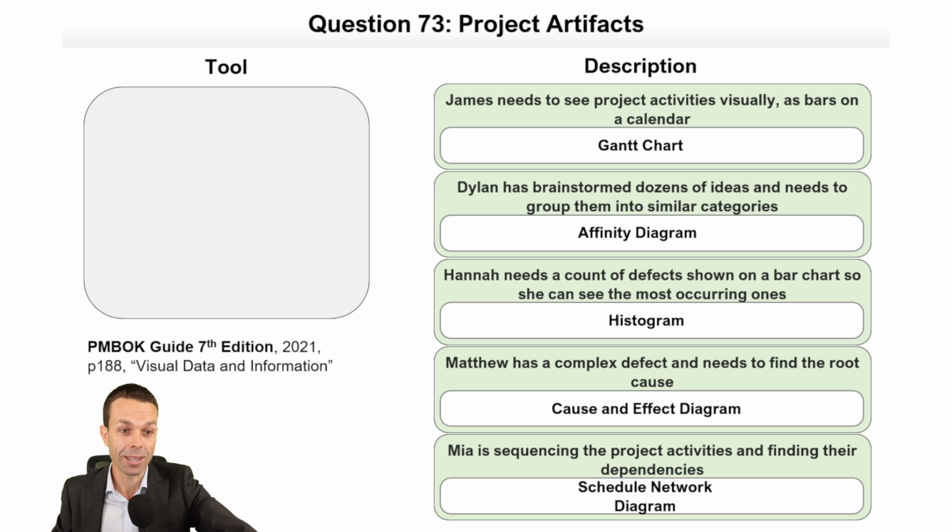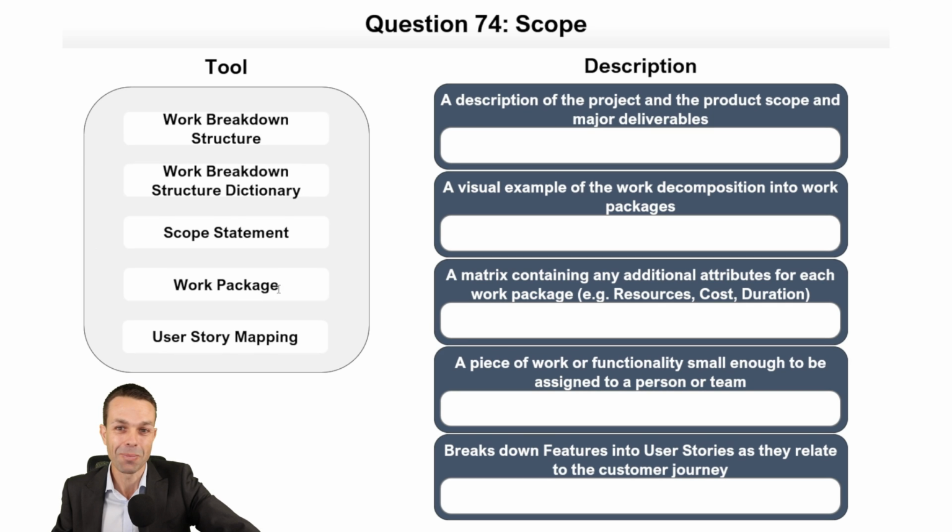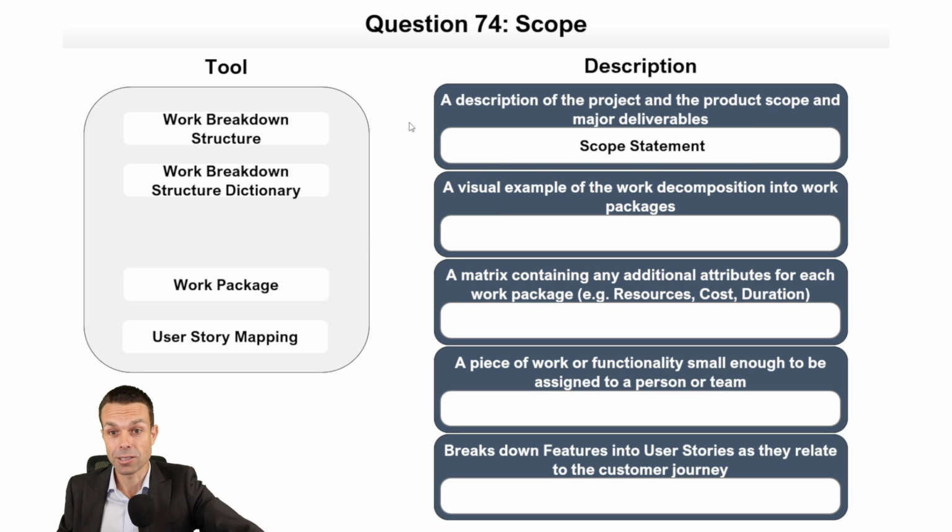Now keep going. If you're not getting these correct, you can always review them. It's always here. You can always come back to it. Let's see what we've got next. A description of the project and the product scope and major deliverables. Okay, this is all of our wonderful scope items. That's going to be our scope statement. It can be just a sentence and then a list of features, just the major deliverables.